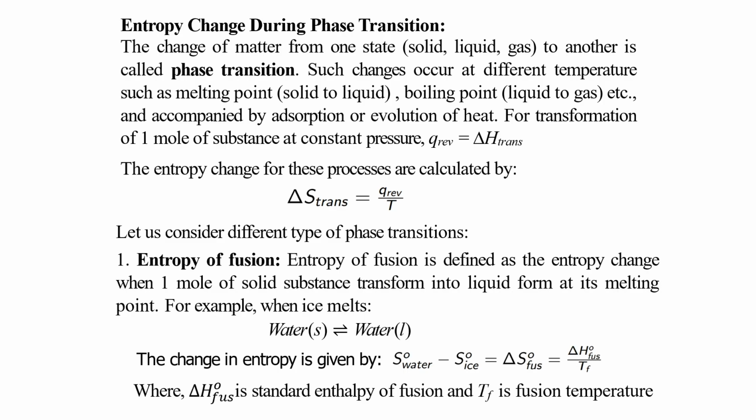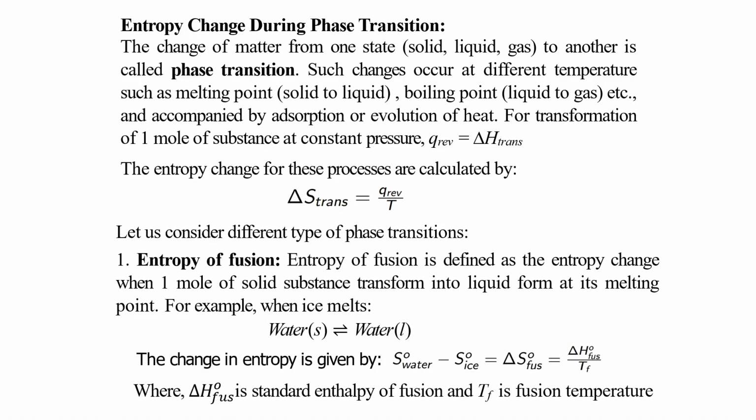Now, entropy change during phase transition. If we heat up solid ice, we get liquid water. As we just discussed, entropy, the disorderliness, increases, so delta S is not 0. How will we calculate the entropy change during this phase transition? Here a phase transition takes place when we melt ice: when we heat up ice, we get liquid water. So how do we calculate the entropy change during a phase transition?